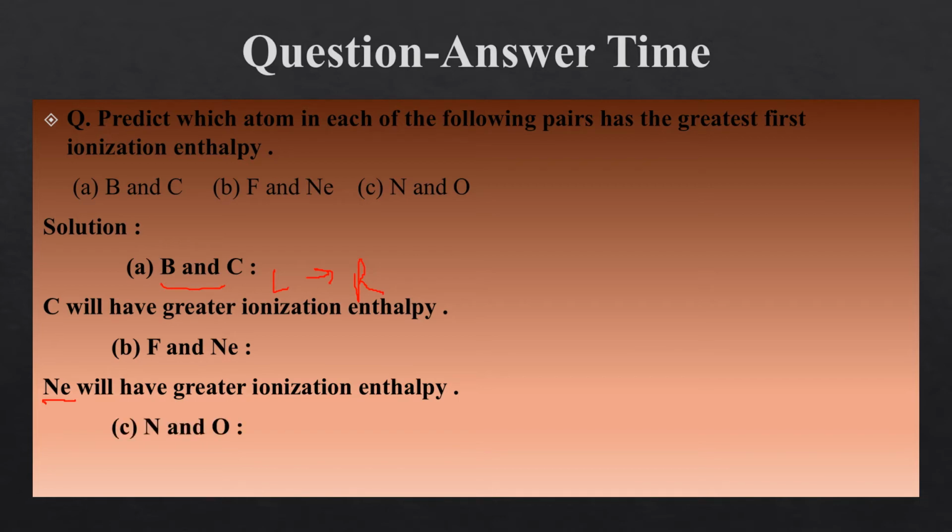Now the next is nitrogen and oxygen. Now here, in between nitrogen and oxygen, the general trend of ionization enthalpy will not be followed. Now here it is an exceptional case.